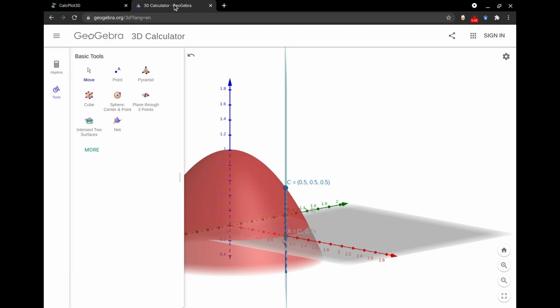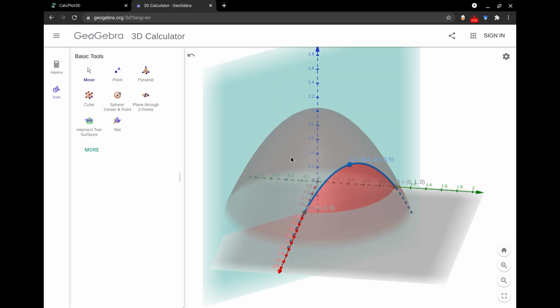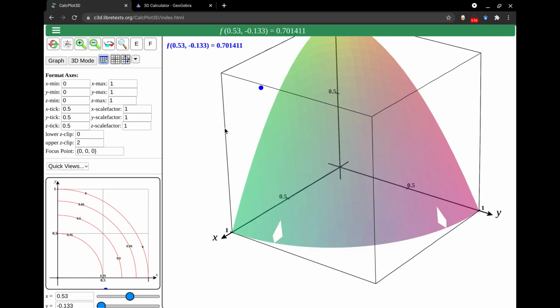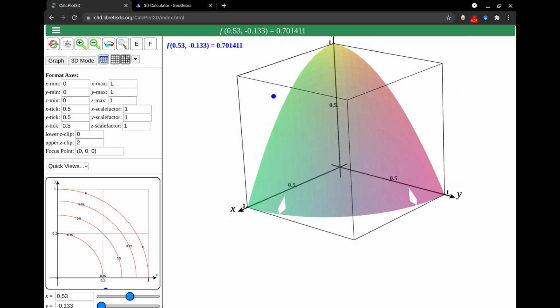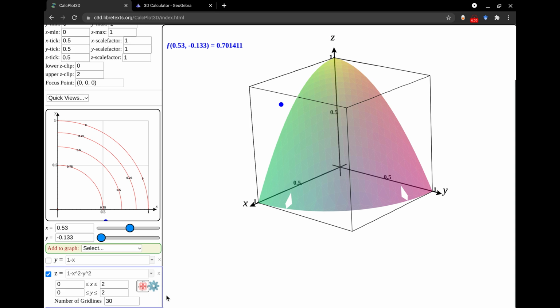I wanted to show that to you in GeoGebra because I think you're more comfortable using GeoGebra, so you could do this with your own problems. But CalcPlot3D has cool tools that I want to show you as well. So we're going to do this again where we struggle through using this tool.